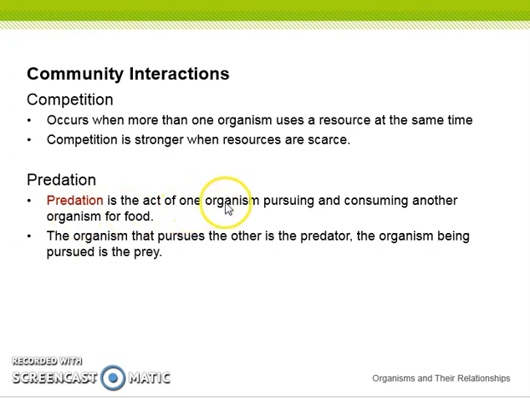Predation is the act of one organism pursuing and consuming another organism for food. Again, let's use the bear model. The bear goes into the water. He wants fish. He loves fish. He's going to go after it, and he's going to get it. So that organism that pursues the other is the predator. So the bear is the predator, and the organism being pursued is the prey. The prey is the fish. And please add bear, fish.